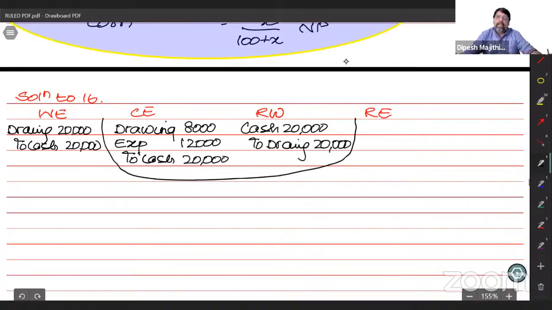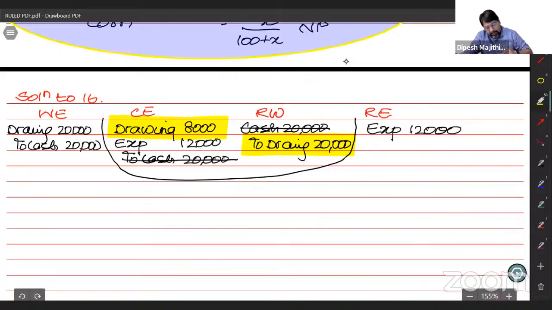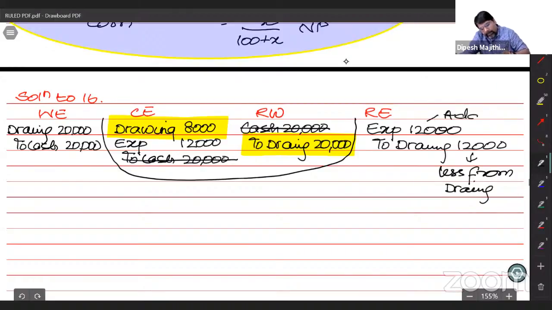Now you combine these two entries. Cash will get nullified. Expenses debit 12. And drawings over here is debited with 8 and drawings over here is credited with 20. So debit, credit, subtract, and there would be credit drawings. Now understand this very nicely. This will be less from drawings. And this will be added to expense.